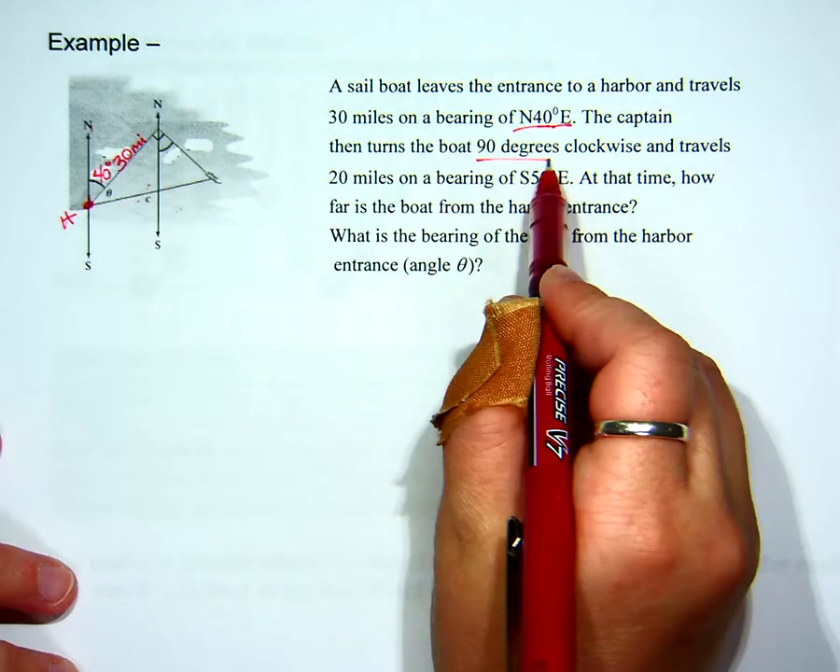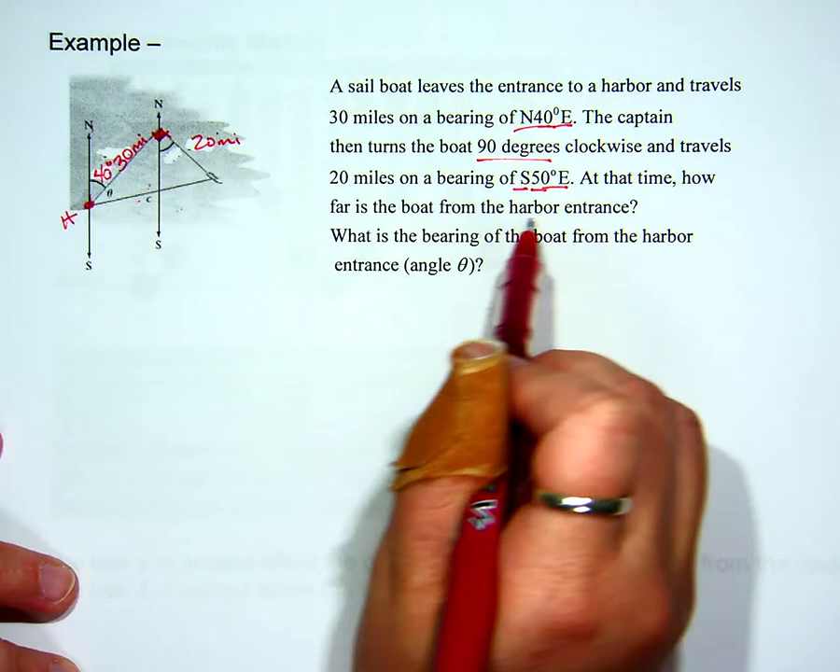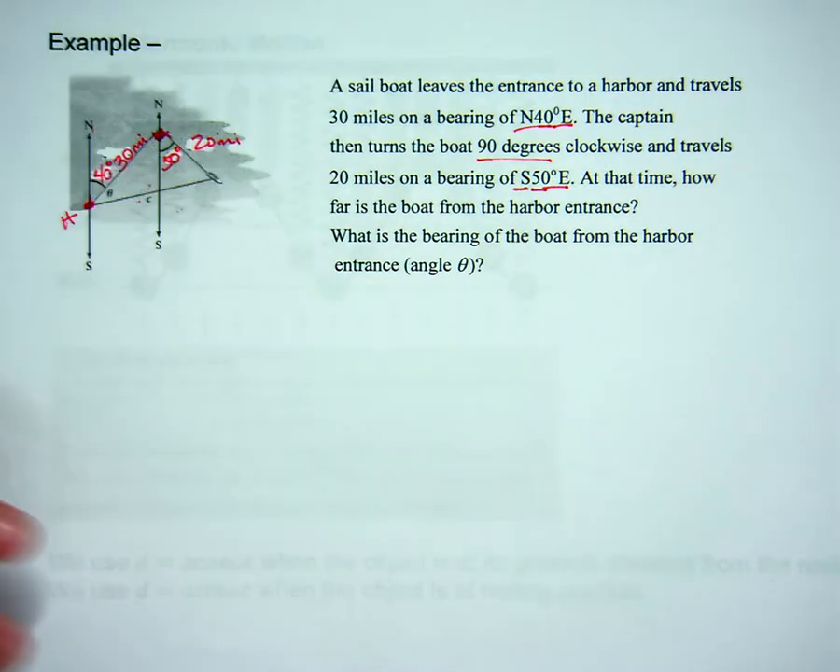The captain then turns the boat 90 degrees clockwise. 90 degrees makes a right angle. And then he travels 20 miles on a southeast, south 50 degrees east. So from southeast, I'm going to go, that's 50 degrees.